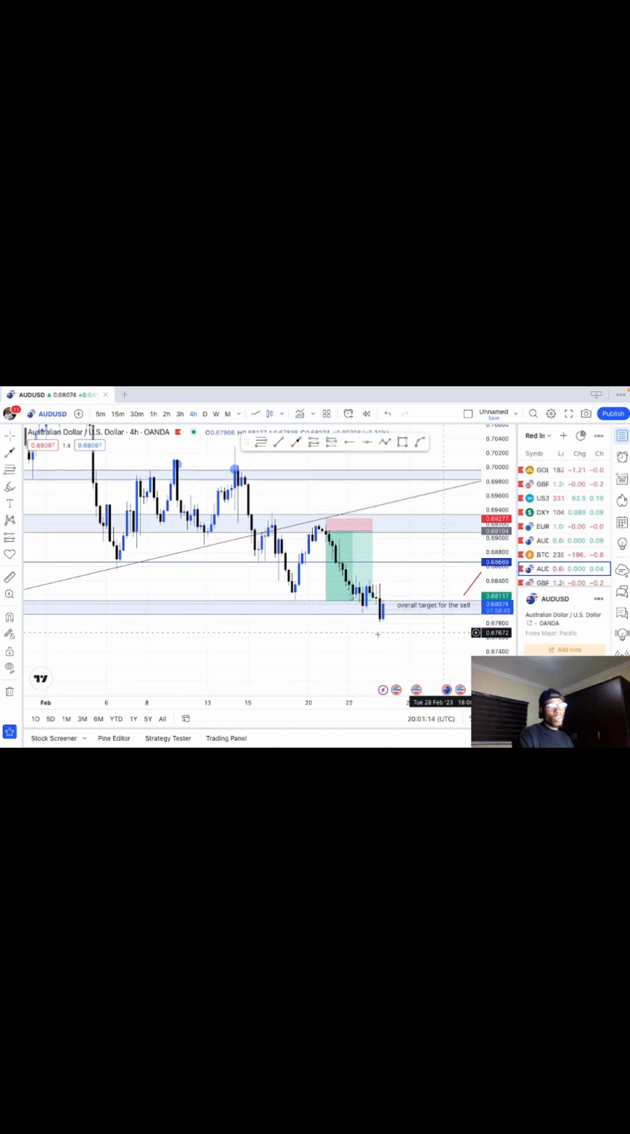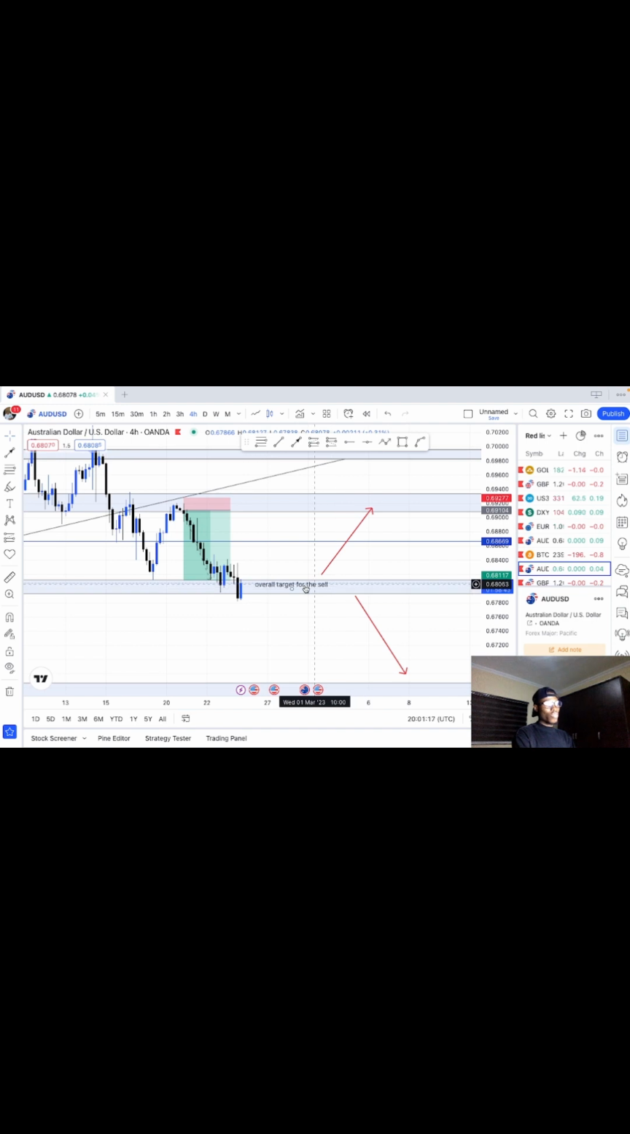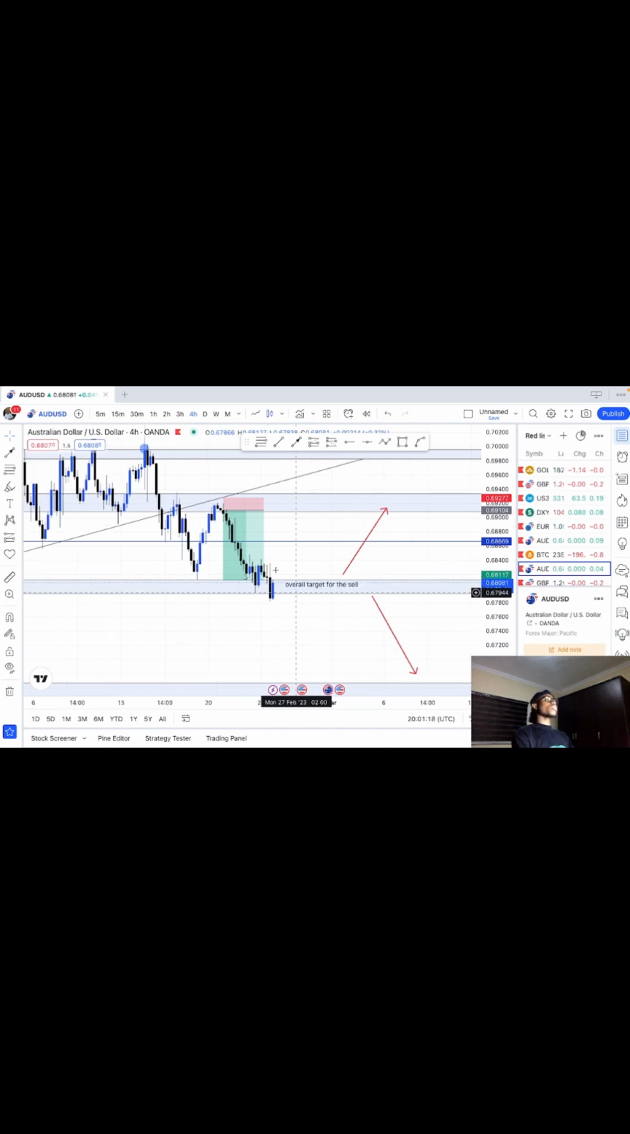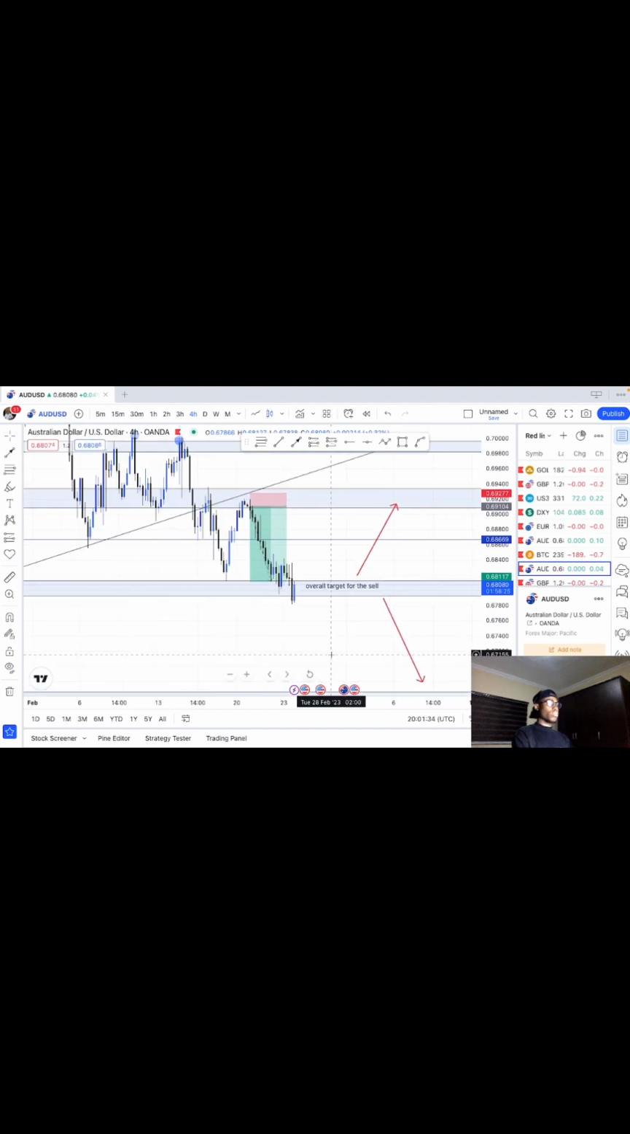So you can see overall target. You can see it here. I said it's overall target for myself. So once AUD goes here, you can see these two arrows. AUD can come in and reverse back up to this zone or break this zone and head lower.